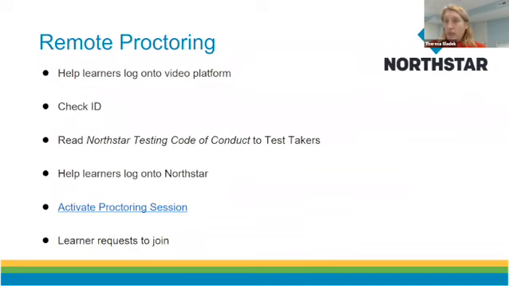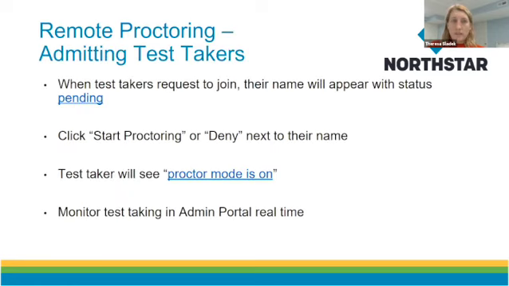So you'd send them that URL, you check their ID, they just hold it up for you. You'd read the testing code of conduct. Make sure they can get into the URL, activate the proctoring session like I just showed you how to do, and then the learners request to join, and then they can join. So this is what we all just talked about.